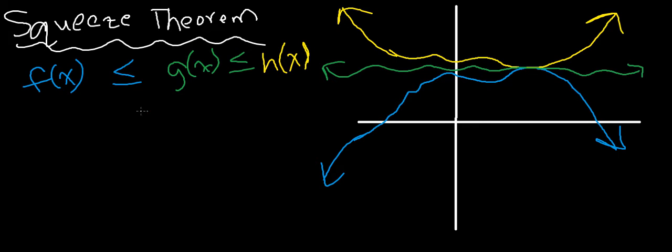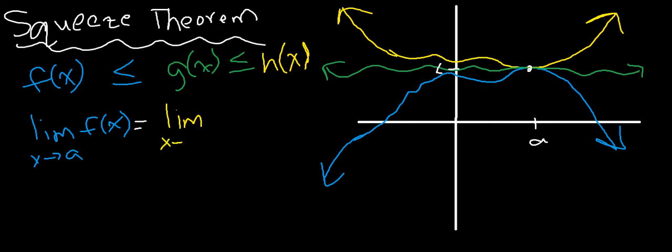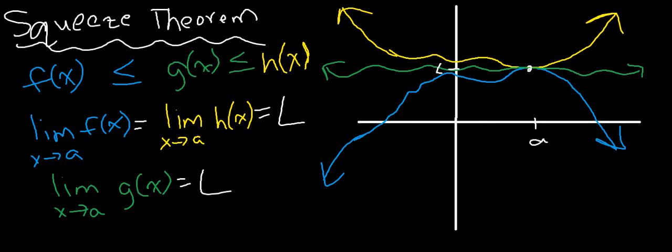So what the squeeze theorem basically says is that if the limit as x approaches a of f of x, so that's a right there, has some value L, and it is equal to the limit as x approaches a of h of x, which all happens to equal some number L, as we showed right here, so the limit of f of x is equal to the limit of h of x, which is equal to this number L, then the limit as x approaches a of g of x has to equal that number L.